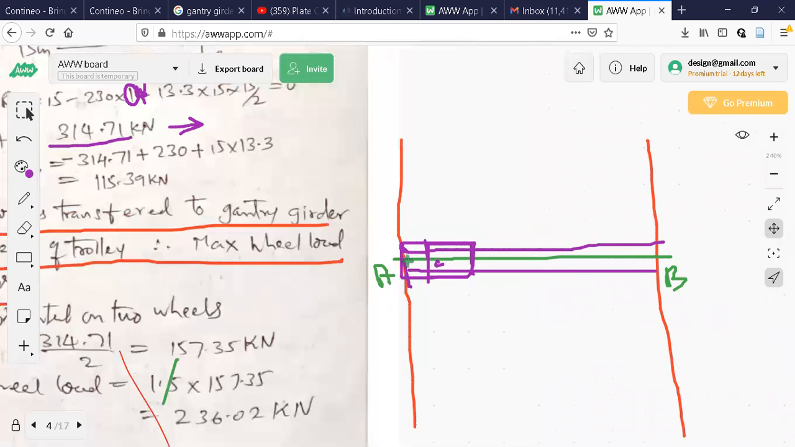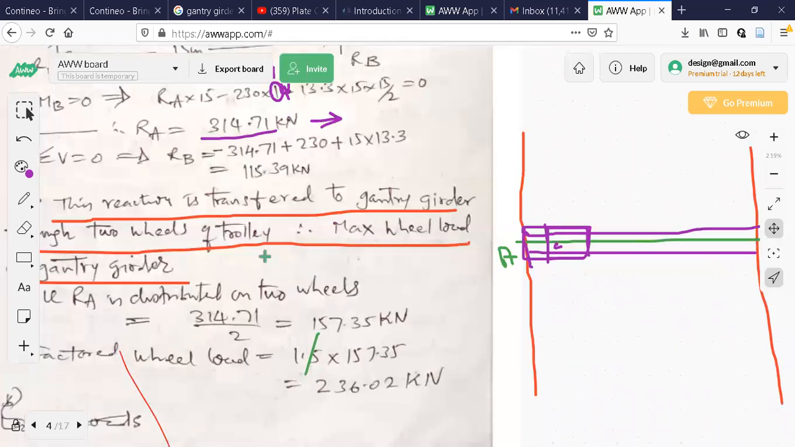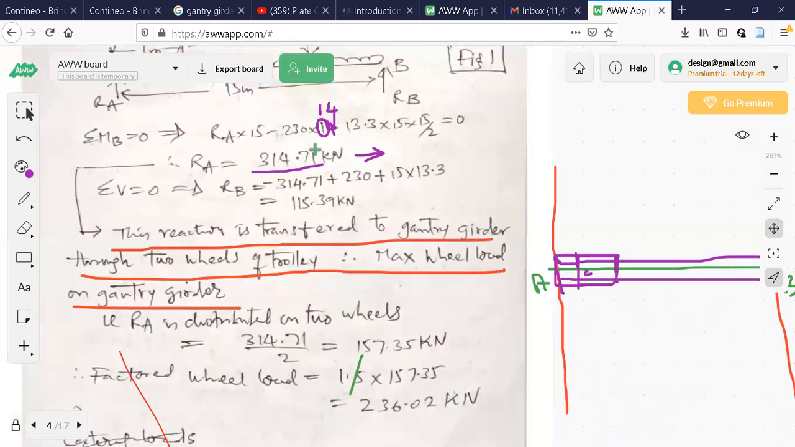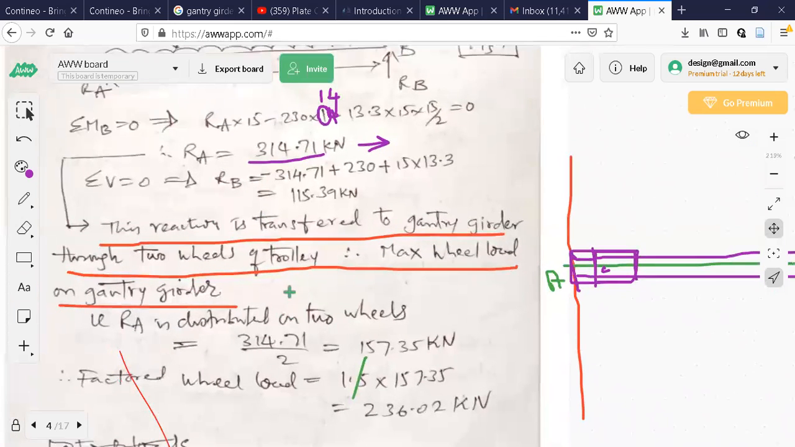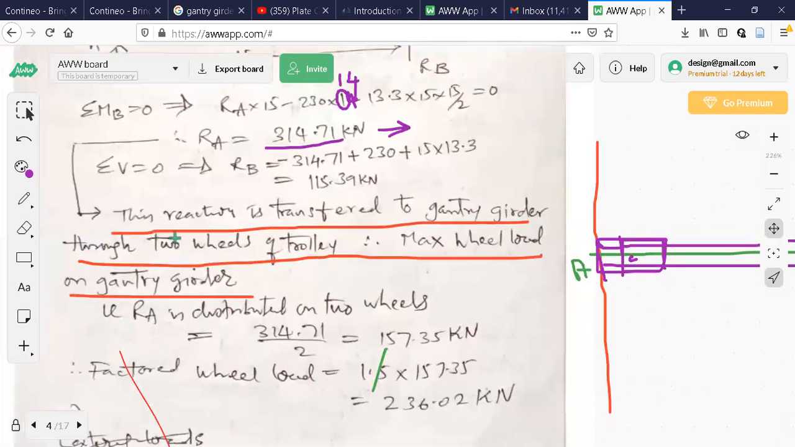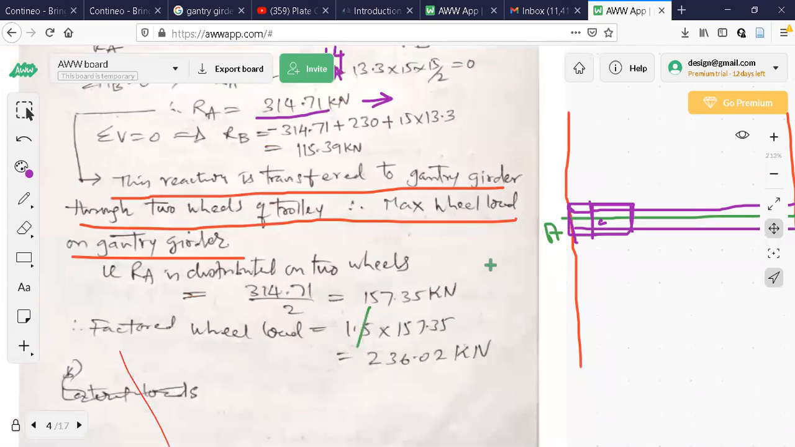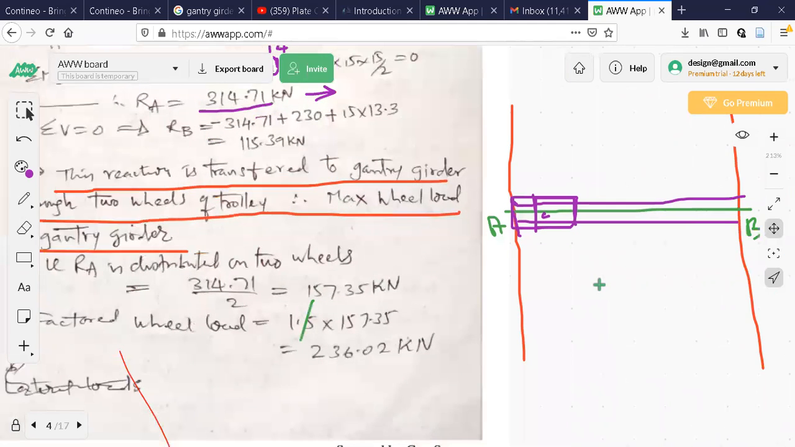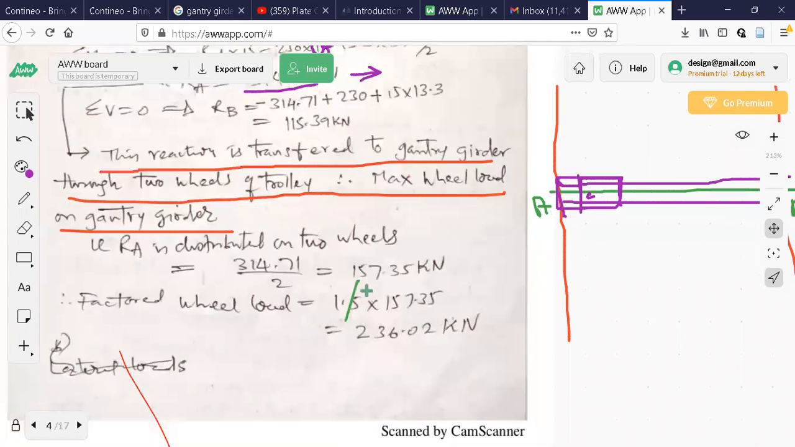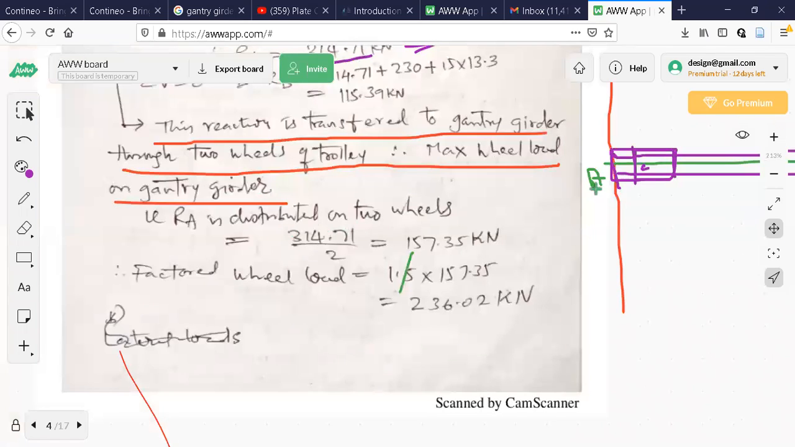Now exactly what is the meaning of this you should understand here. Because strength of material is over when you calculate the reactions. You are back to steel structures now. This reaction is transferred to gantry girder through 2 wheels of a trolley. Now imagine there are 4 wheels for this trolley. Out of that, 2 wheels are now resting on the gantry girder. Now RA is distributed on 2 wheels.